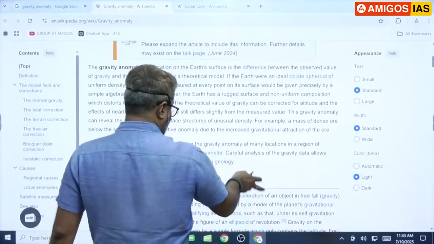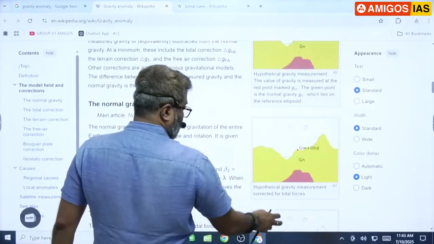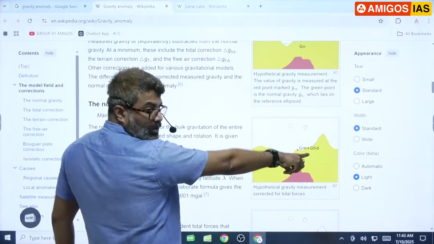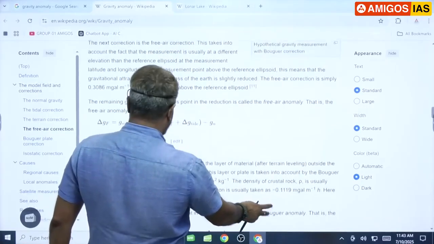So remember the instrument, gravimeter. This is how we measure, for example, the measured value and the observed value. So you usually take that. I'll show you how it is done.